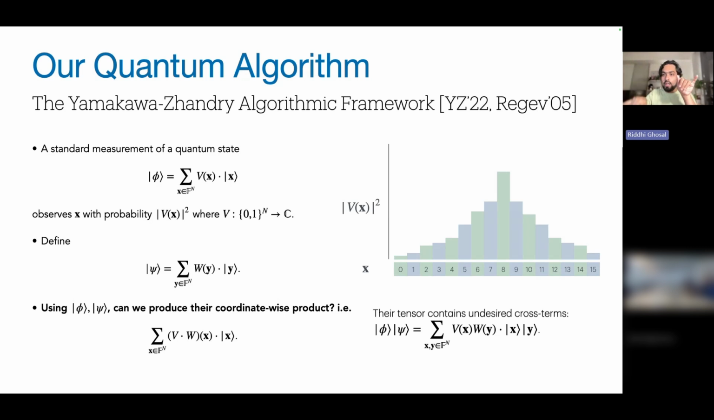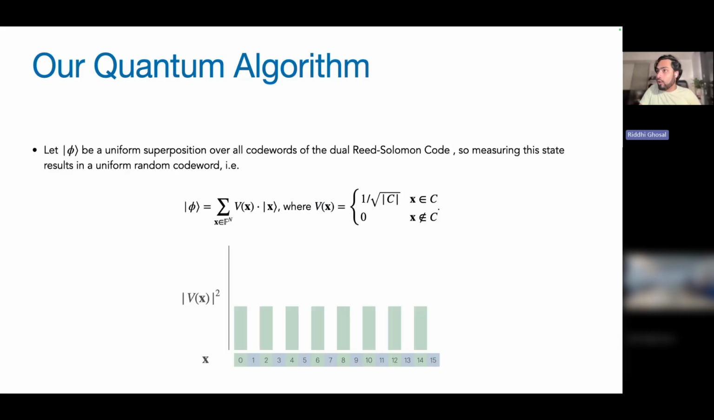Like Vx and Wy, you're going to have tons of these cross products, and we do not want that. So just taking a tensor does not really work. So the whole challenge, or the whole goal of this framework, is to start from this phi and psi and somehow extract out this coordinate-wise product, right? And why bother about this coordinate-wise product? Why is it important? It is the following.